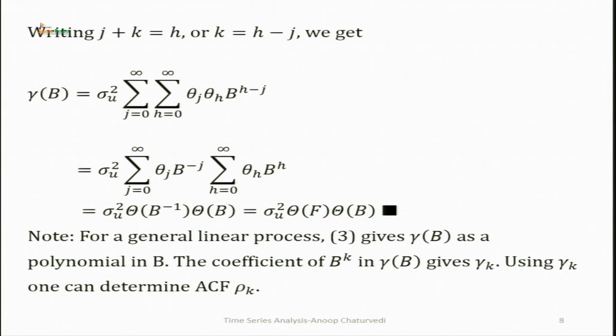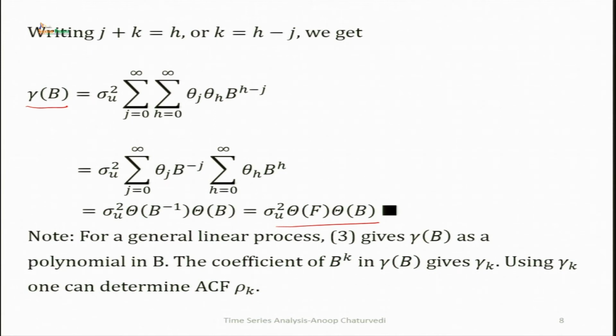So, we observe that for the general linear process, this relationship 3 gives gamma b as a polynomial in B. We just use this relationship. You get gamma b as a polynomial in B. Then using this auto-covariance generating function, you can obtain gamma k, which is the coefficient of b to the power k in gamma b. And once you know gamma k, then you can determine the ACF rho k also.